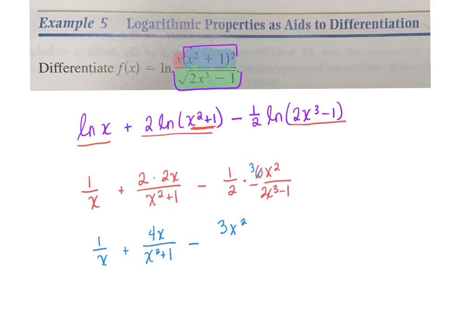Not that one. We're going to reduce it with this one. 2 over 2x cubed minus 1.